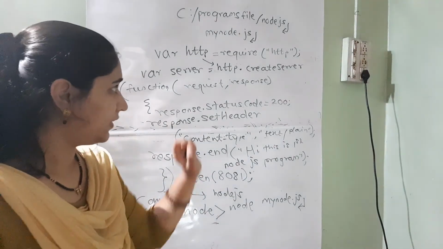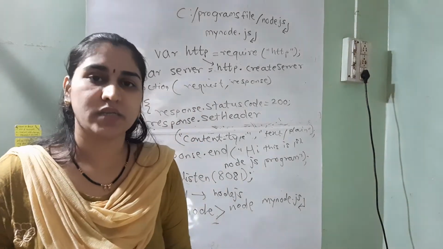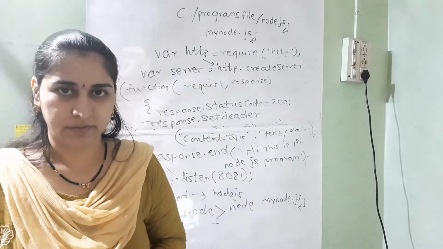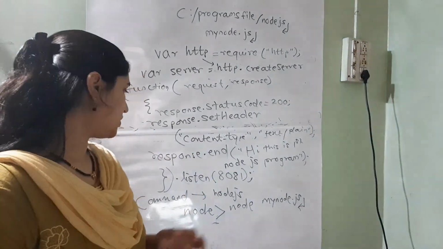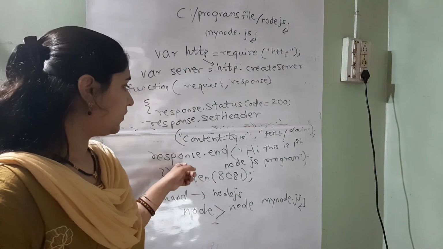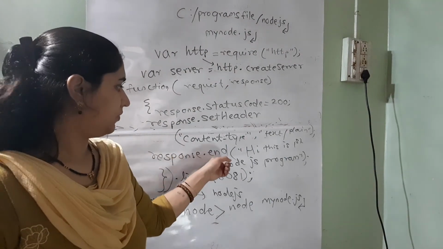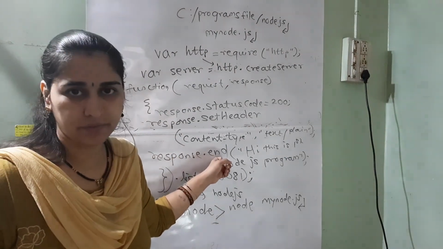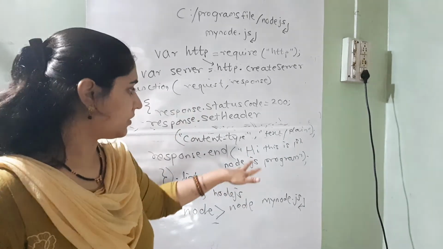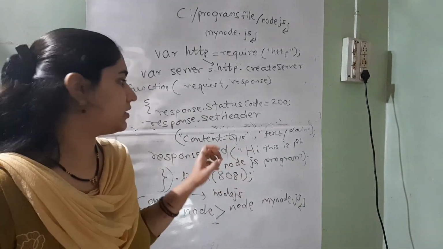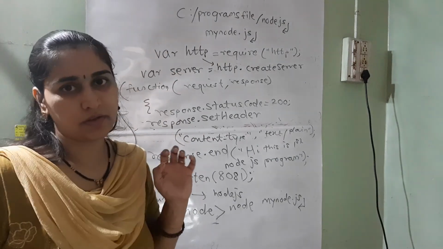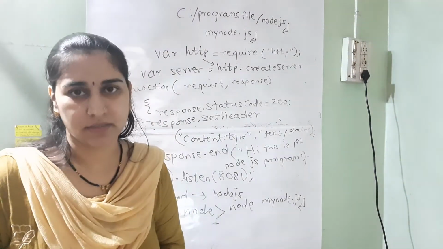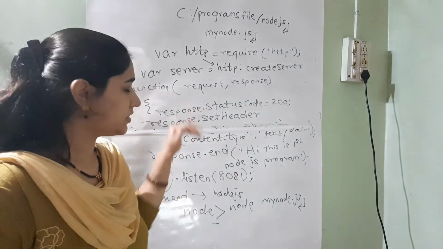So are you getting how to create a Node.js program and how to run it? This is the simpler way. Whatever changes you have to make, while responding with end, you have to simply add whatever message you want to display into this. Every program contains these server specifications, server characteristics, or server settings.